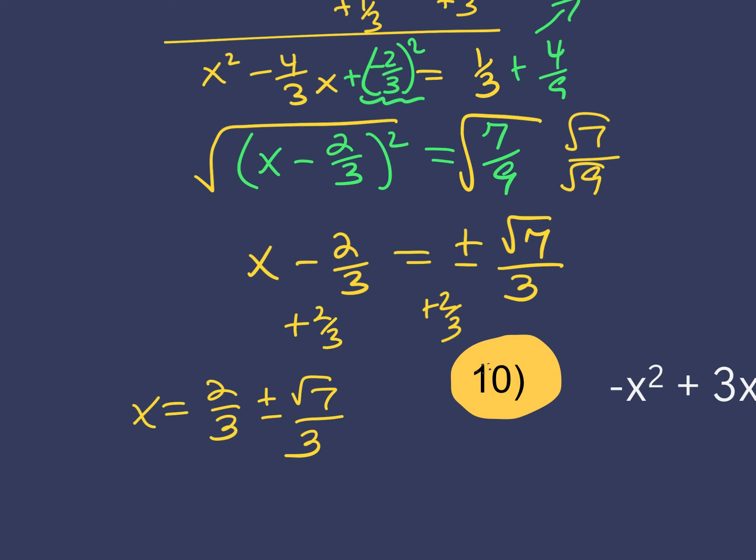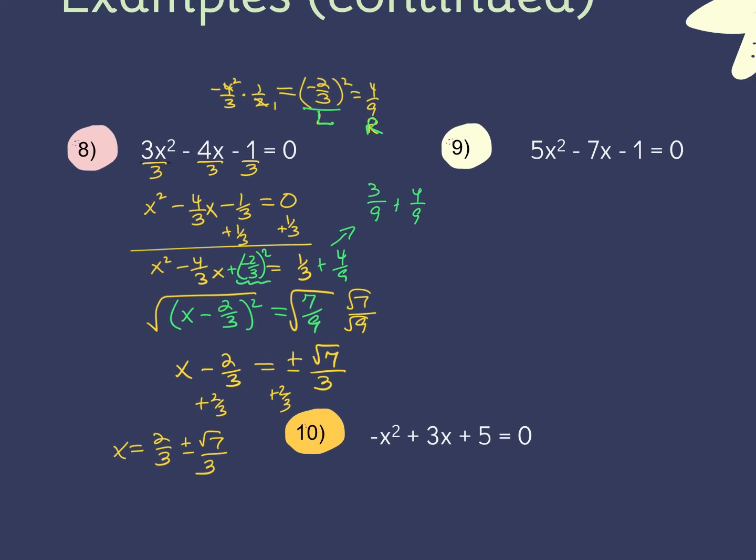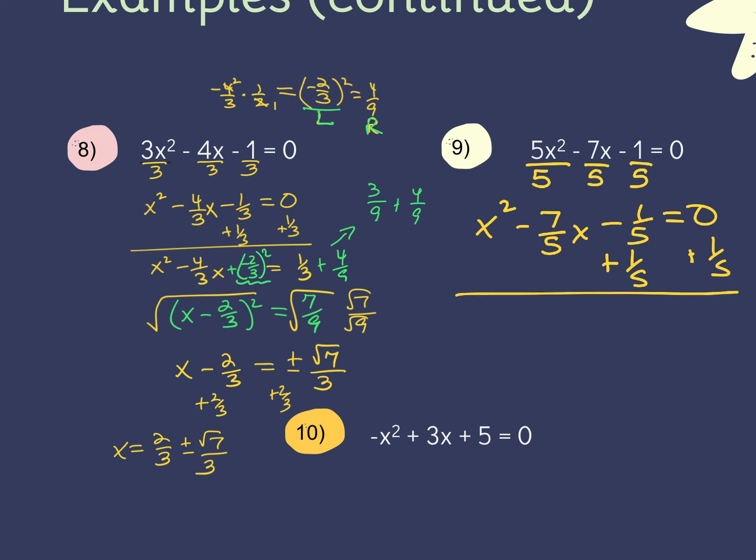Number 9, we got to get rid of the 5. Pretty good? So for number 9, I'm going to divide everything by 5. And then I'm left with x squared minus 7 over 5x minus 1/5 equals 0. I'm going to move the 1/5 to the other side, move the constant. X squared minus 7 over 5x, blank space, equals 1/5.